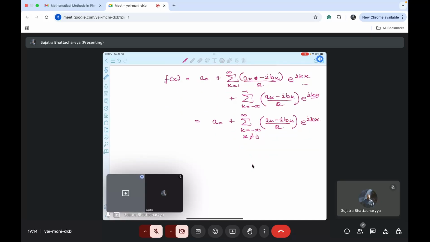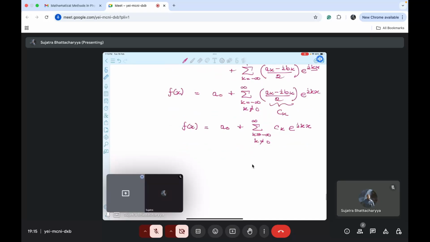Almost final expression we have got in terms of complex Fourier series. Now we can denote this as some c of k. This is only a notation. You can write it, it's up to you. This k should not be equal to 0: c_k e to the power iota kx.